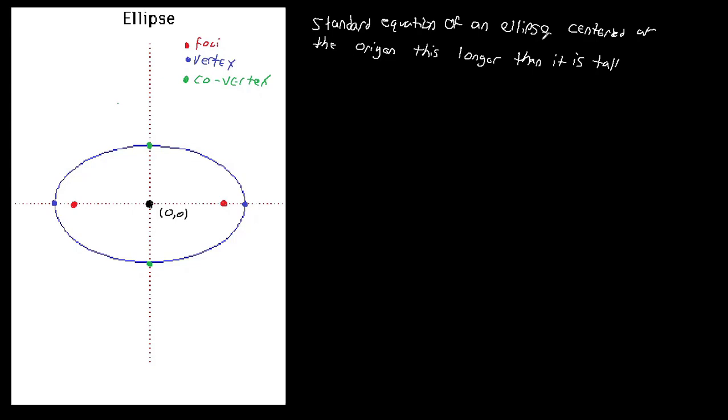And we'll see that there are different equations if they're not centered at the origin, and a different equation if it's taller than it is long, so if it's a vertical ellipse instead of a horizontal ellipse. But this standard equation is x squared over a squared plus y squared over b squared equals 1.